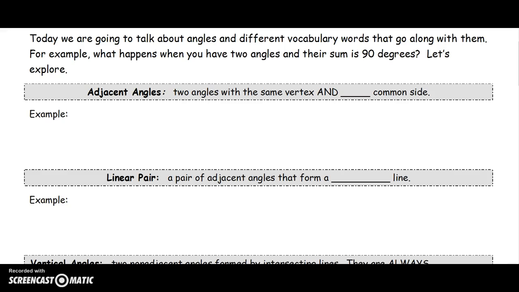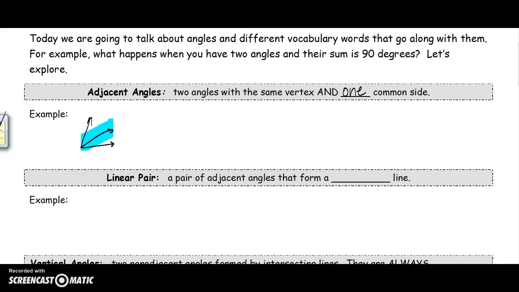So for example, what happens when you have two angles and their sum is 90 degrees? So first thing we're going to talk about is an adjacent angle. An adjacent angle is two angles with the same vertex and one common side. So what that looks like is if you were to have this angle here, it were to share a side with another angle. So see how this side right here is being shared? That is what makes it an adjacent angle.